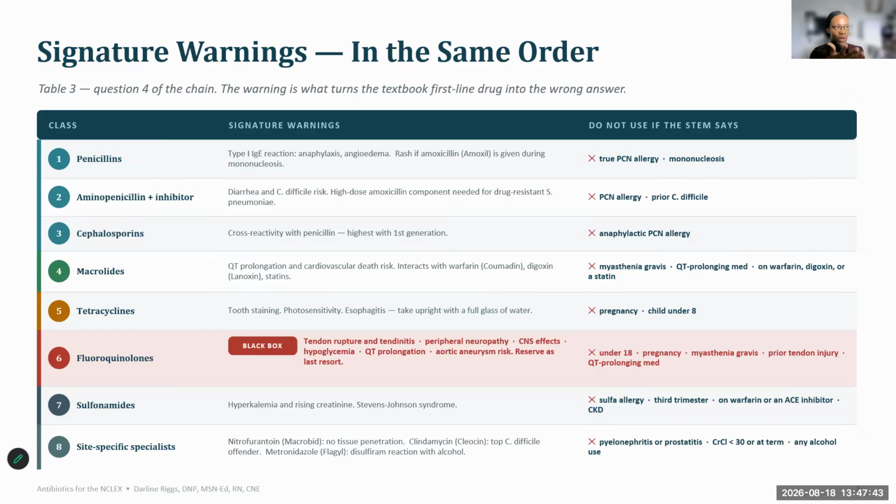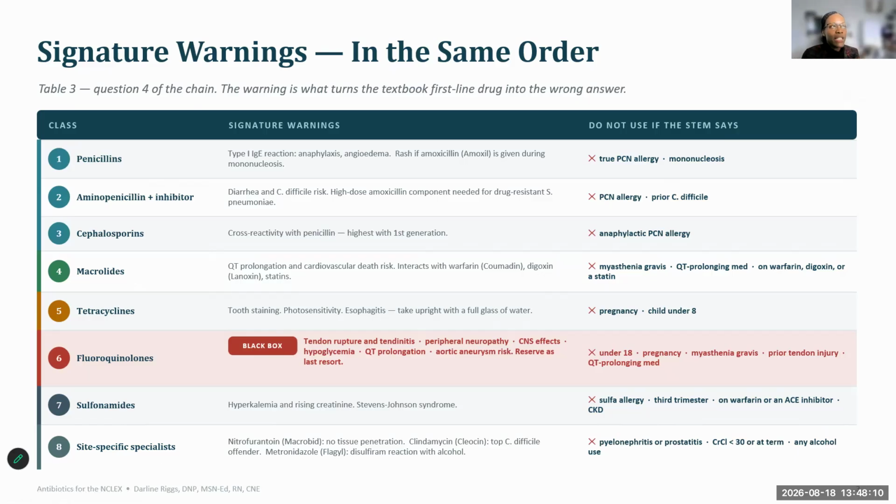So now, this is what I'm talking about here in this slide where I title it signature warnings, okay? And it's good to even keep these in mind in the order that they're in. I find it easier to keep it in that order. Other students have shared that as well. So I have, again, penicillin, Augmentin, cephalosporin, macrolide, tetracyclines, fluoroquinolones, sulfonamide, and site-specific specialist drugs.